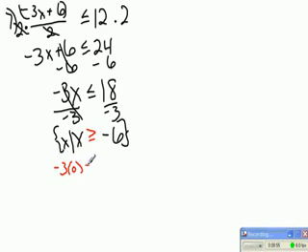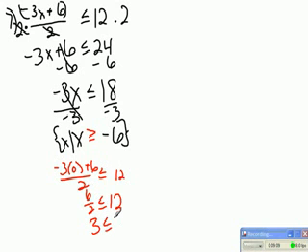Negative 3 times 0 plus 6 over 2 less than or equal to 12. And I'm going to do it the same way. Negative 3 times 0 is 0. So that's just 6 over 2 less than or equal to 12. 6 over 2 is 3. That is less than or equal to 12. So now it works because I have it correct.